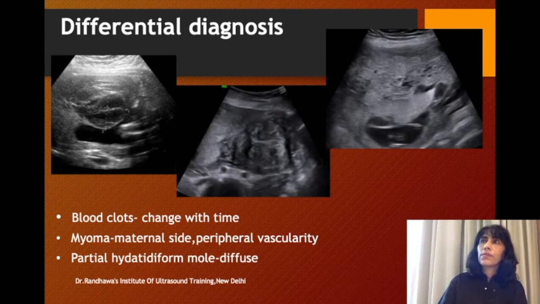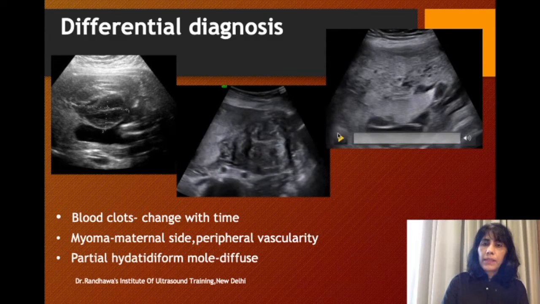First was that it was towards the maternal side. Are chorioangiomas present towards the maternal side? Very, very rarely. They are usually towards the fetal side. Second thing that was going against was the typical flow that you are seeing around the periphery, which is very typical of myoma, right? So again, that part is ruled out.